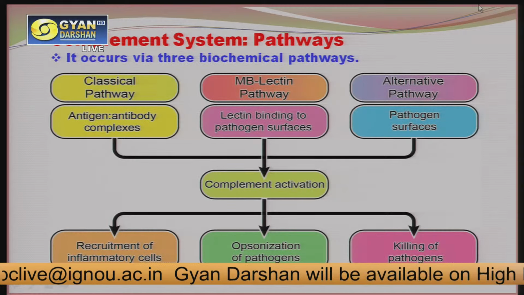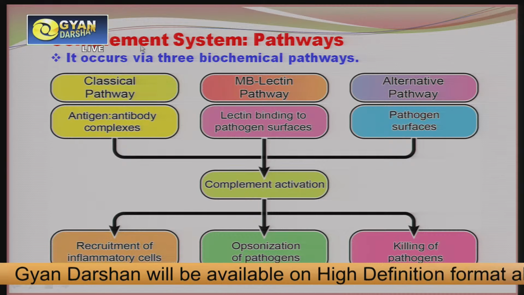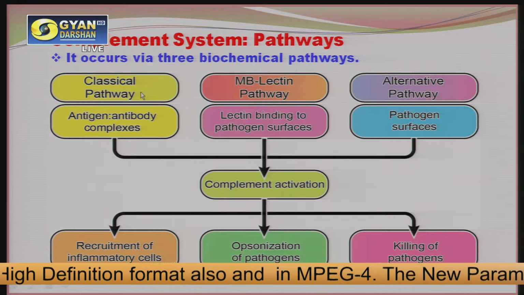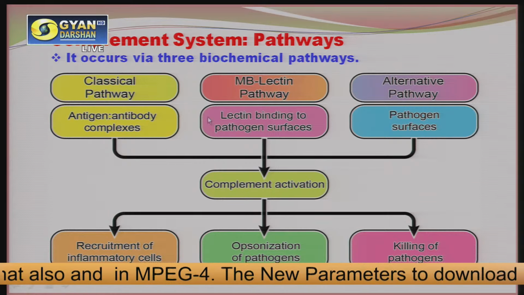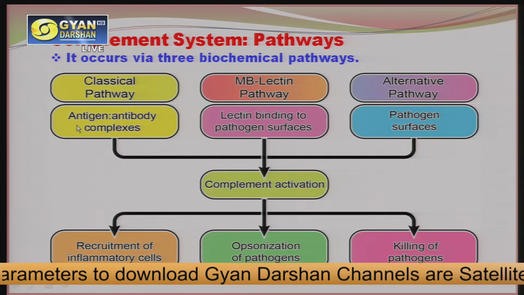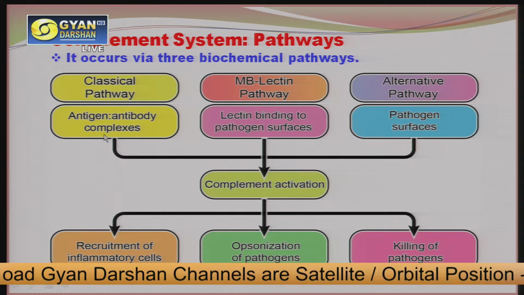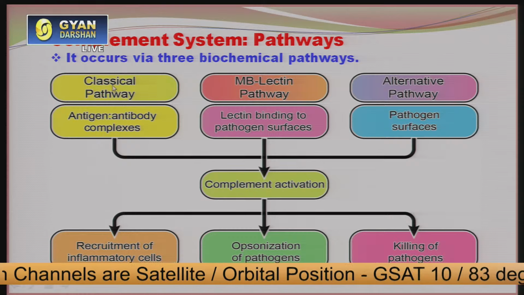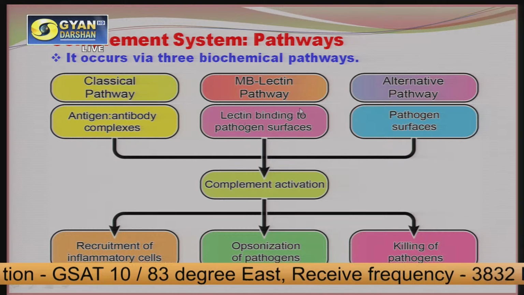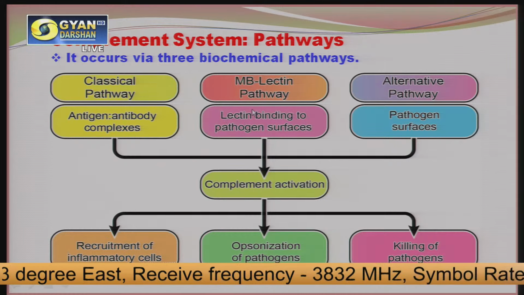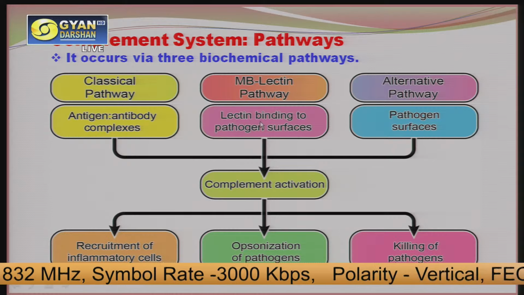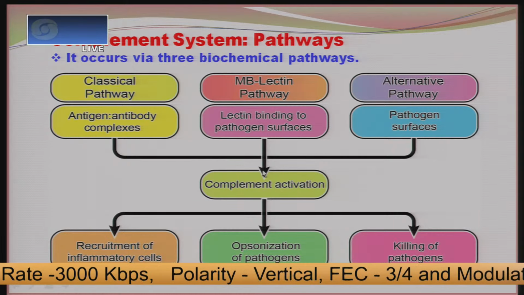I want to discuss the complement pathways. The complement system occurs by 3 biochemical pathways. One is the classical pathway, another is the alternative pathway, and the third one is the mannose binding lectin pathway. In the classical pathway, an antigen antibody complex forms. Then there are lectins available inside the body, like mannose binding lectin, which are found in the blood. They bind to the pathogen surface, and ultimately they activate the complement system.